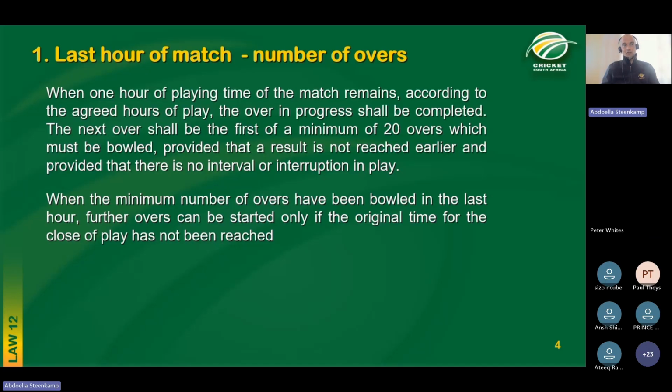Similarly, if the over rate is quick, with spinners from both sides, and the last hour started at 1600 hours, and we get to 1650, and they've already bowled 20 overs, the fielding side, what happens now? A minimum of 20.